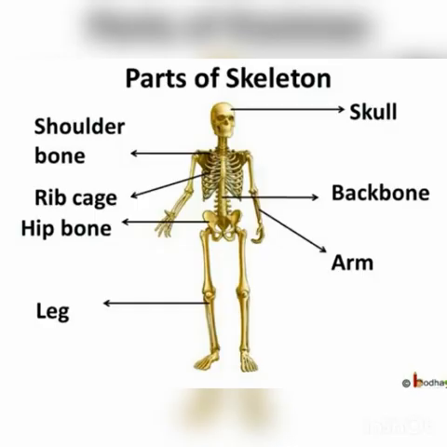Now, it's time to revise the parts of our skeleton system. Here we have skull, backbone, arms, shoulder bone, rib cage, hip bone and leg.